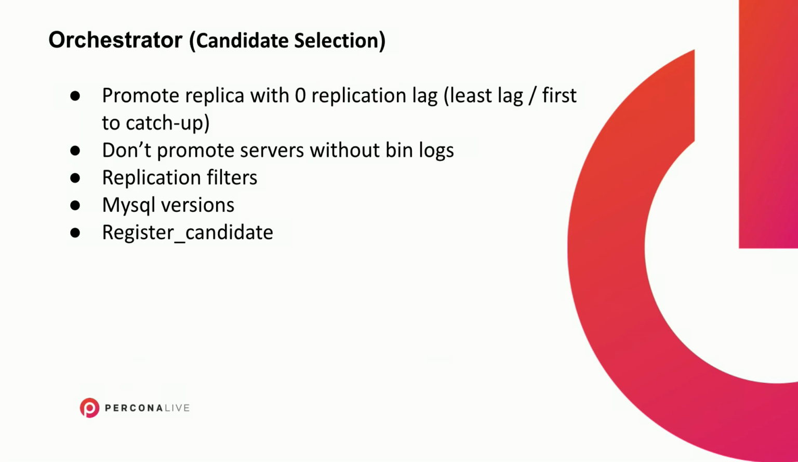Now the candidate selection: how does Orchestrator select the candidate? Orchestrator will always try to select the candidate which is most up to date, and it will not promote a server without binlogs. A replication-filtered server will not be promoted. For MySQL versions, it will make sure that a higher MySQL version server does not get promoted, because the lower version can fail the replication. And there is an option to register a candidate in Orchestrator as well. For example, if we want a particular server to be the candidate, we can register it in Orchestrator.